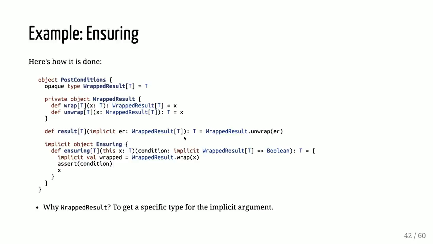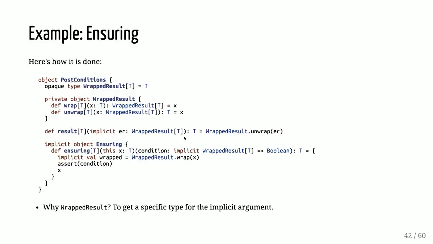And implicits want very specific types, otherwise you get ambiguities and you don't know what happens. So having a generic type parameter T as an implicit is a terrible idea. So what we want is essentially a very specific thing to say, well, this is the result type. So that now when we have the result method that we can use in this thing, well, the result method just says, well, I need a wrapped result of T, and I just tell you what it is. I unwrap it and give you the value. So that's how I can get at the result.